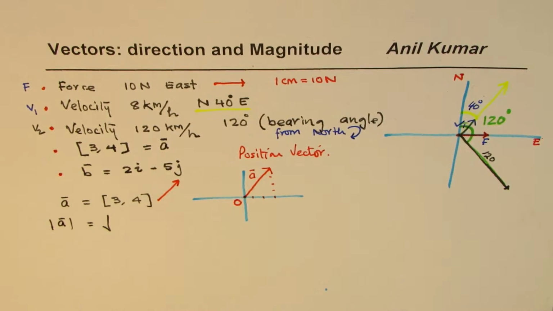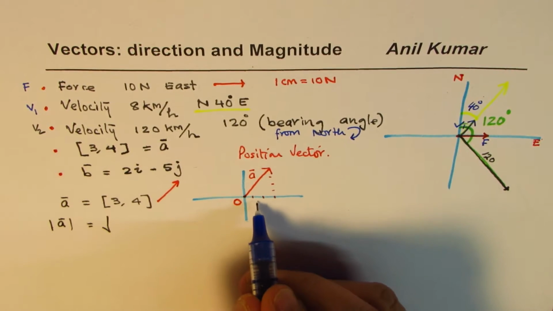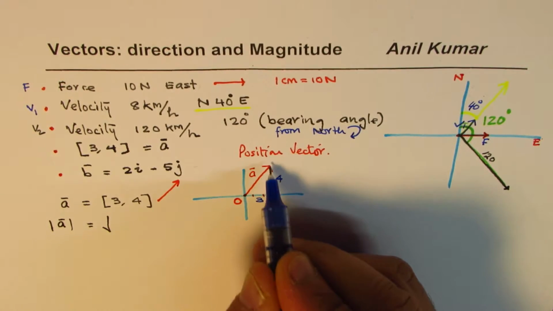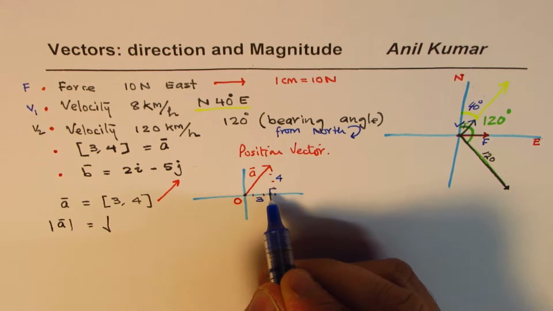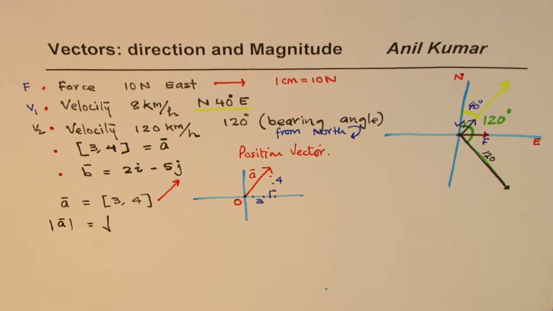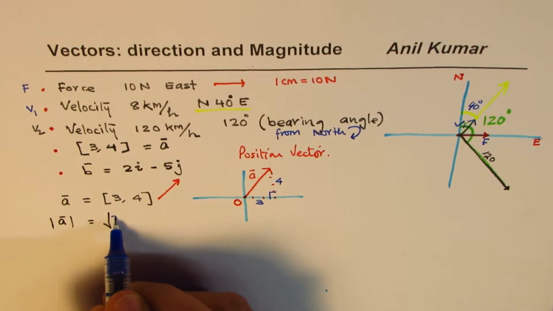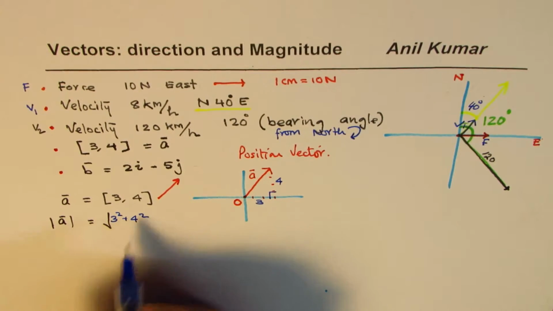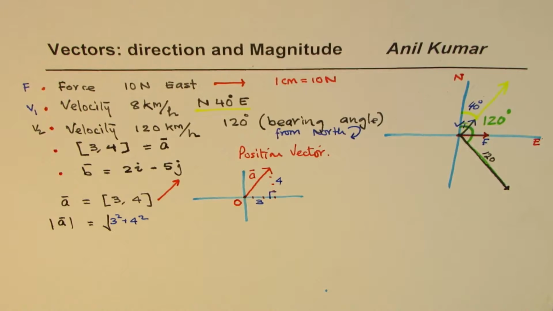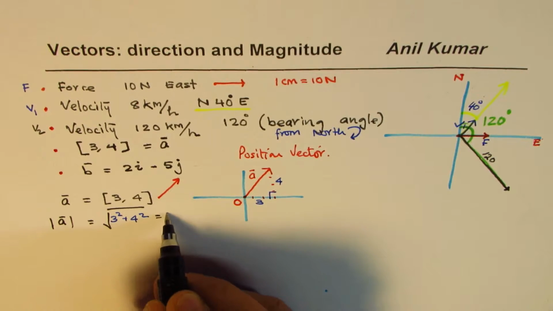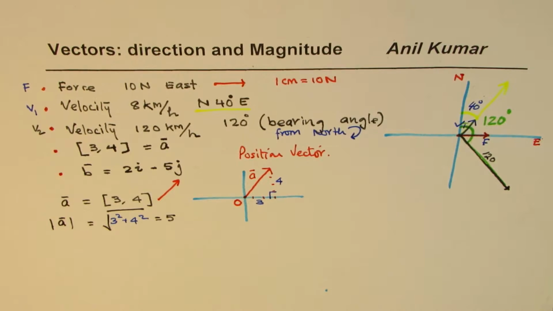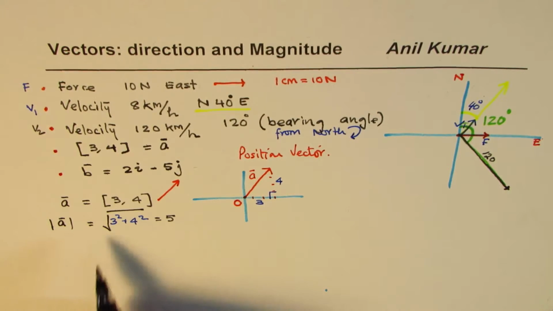So 3 and 4 really means we move 3 units towards x, 4 units like this. And that hypotenuse of a right triangle is represented by the magnitude. So I could write this as the square root of 3 squared plus 4 squared. Do you get it? And that is the magnitude. So which will be the square root of 9 plus 16, which is the square root of 25, which is 5. So the magnitude is 5.